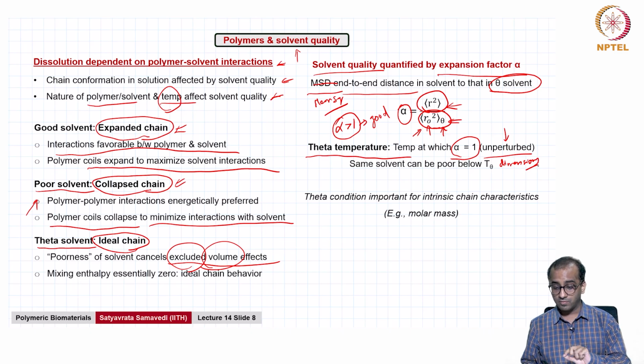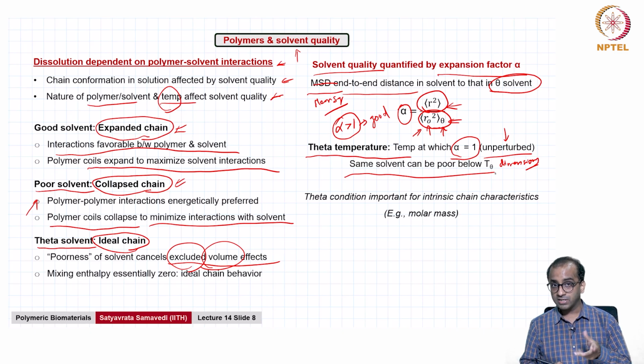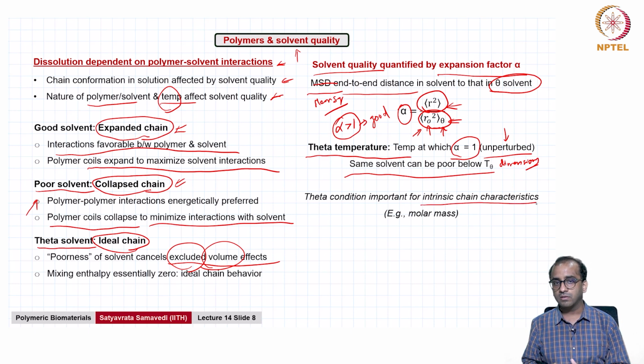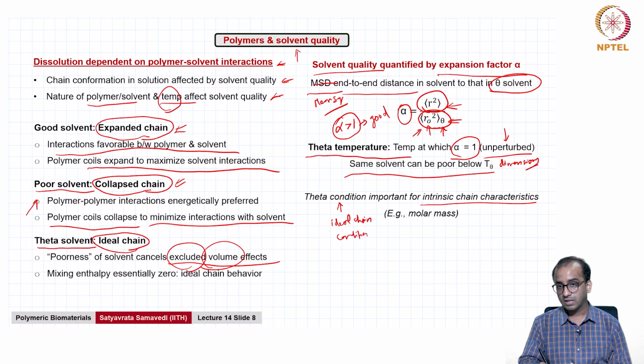And what you can see very quickly is that the same solvent can change its quality depending on the temperature. So it can become poor if you go below the theta temperature. Now, you see how temperature effects are coupled with solvent quality. And the theta condition is very important for understanding intrinsic chain characteristics such as molar mass, etc. And it's one of those unique conditions under which ideal chain conditions can truly be realized in practice.